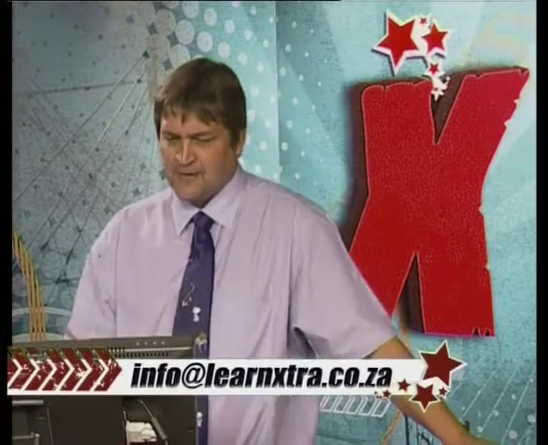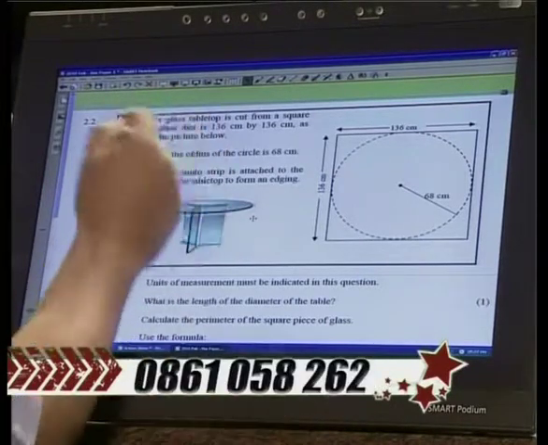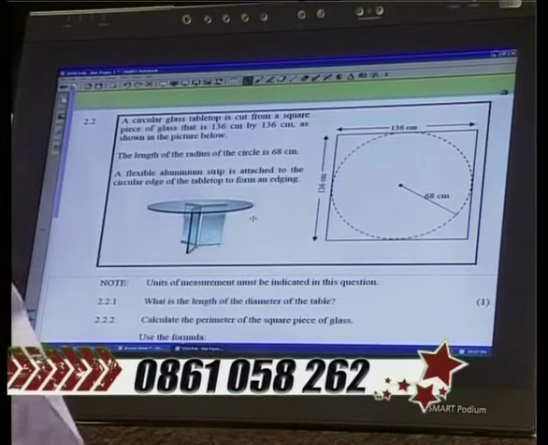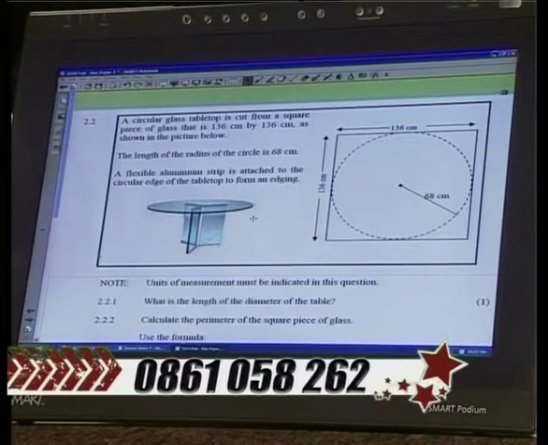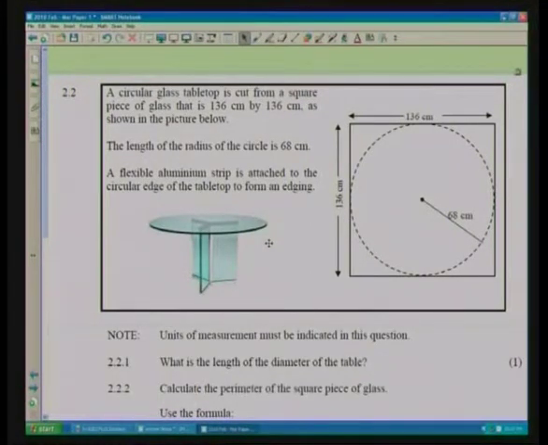Let's have a look. The question reads: a circular glass tabletop is cut from a square piece of glass that is 136 centimeters by 136 centimeters, as shown in the picture below. Well, it's actually not below, it's on the side of it, but who's complaining? The length of the radius of the circle is 68 centimeters. A flexible aluminium strip is attached to the circular edge of the tabletop to form an edging. All right, let's talk about this question.